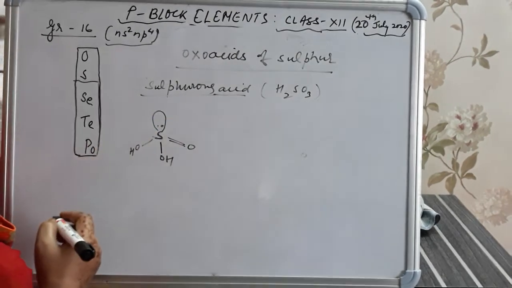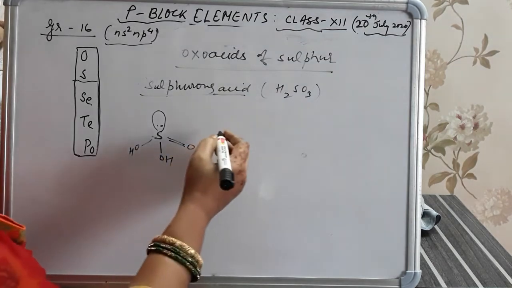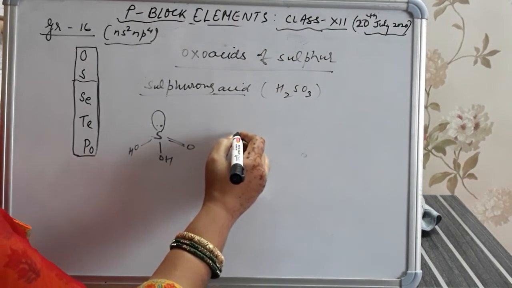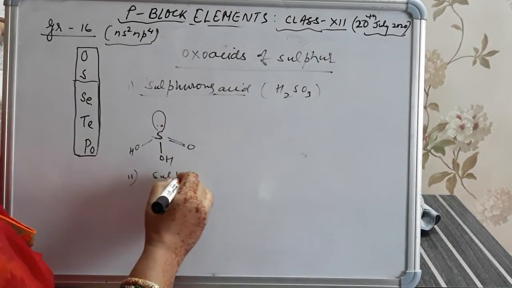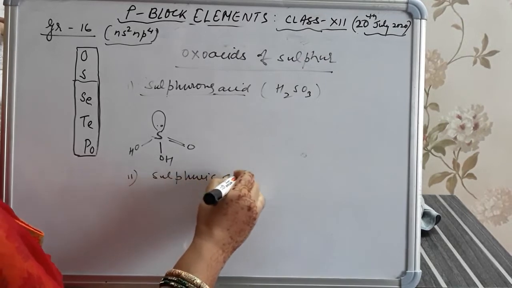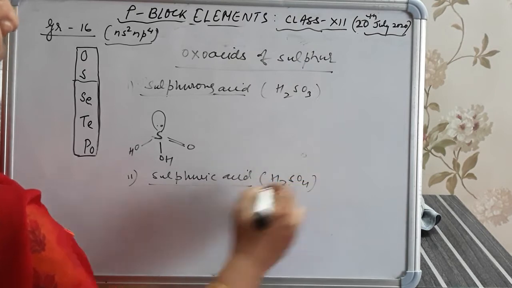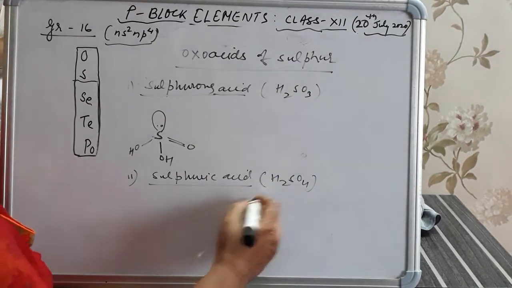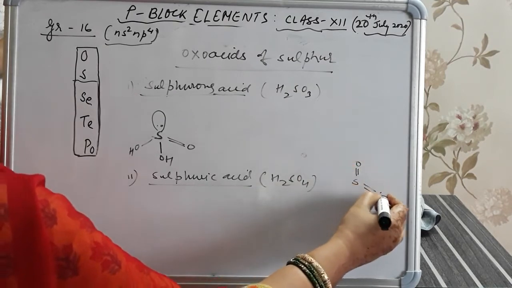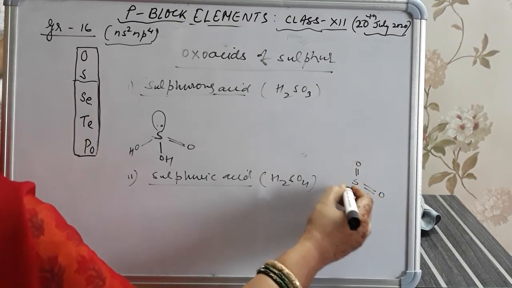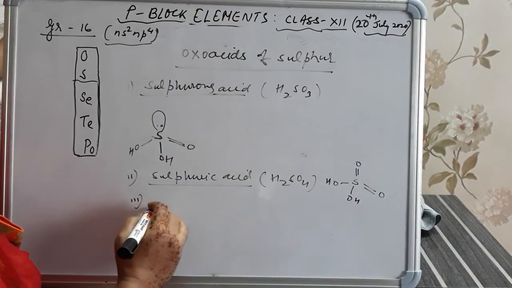The structure is important for oxo acids because it may come in the examination also. Next is sulfuric acid. As we know, the formula of sulfuric acid is H2SO4, and its structure will be sulfur, double bond oxygen, OH and OH. Next one is pyrosulfuric acid.